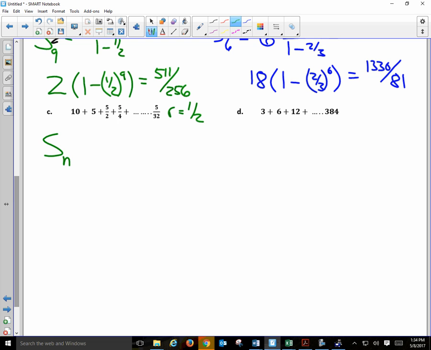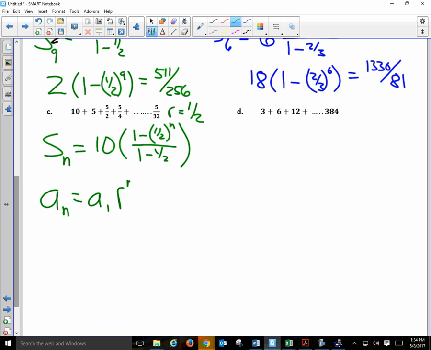So the sum of n terms is going to be the first term 10 times 1 minus r, where r is 1/2, to the nth power, all divided by 1 minus a half. So we need to find n, don't we? Well, let's use our rule for geometric sequence. A sub n is equal to a sub 1 times r to the n minus 1. So we'll use that to find n.